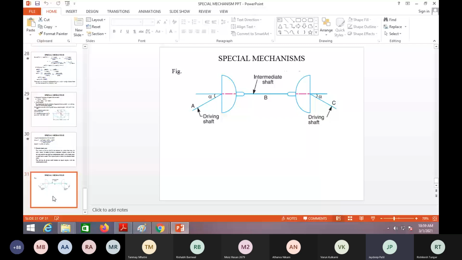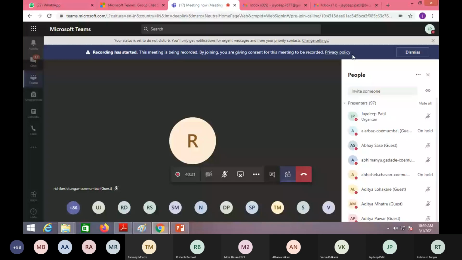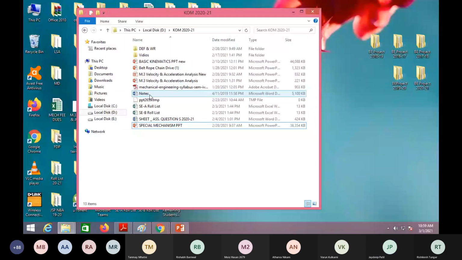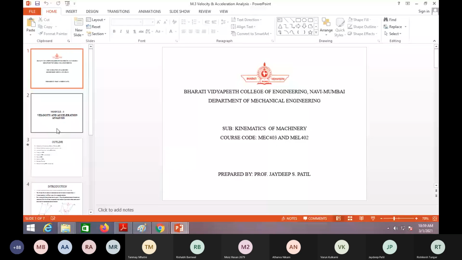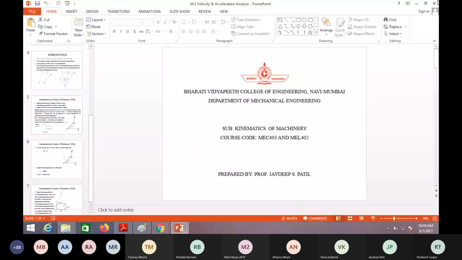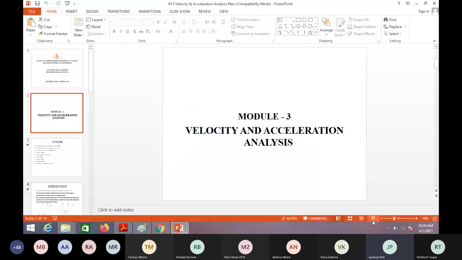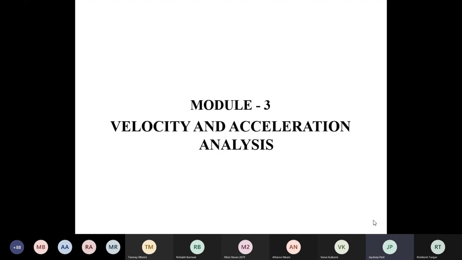Okay, now we will start the next module. Now all of you listen, the notebook is very important for this module. Module number 3, velocity and acceleration analysis. We will see two methods. One is the ICR method and another is your relative velocity method. Got it? Now it is a totally graphical method. Today we will finish the theoretical part. From next lecture we will start the numericals.